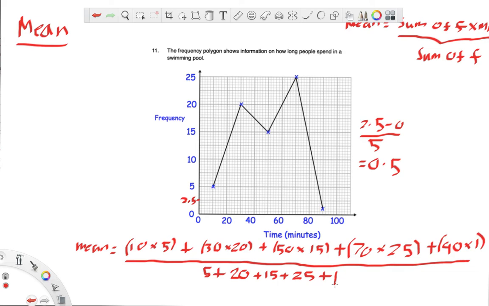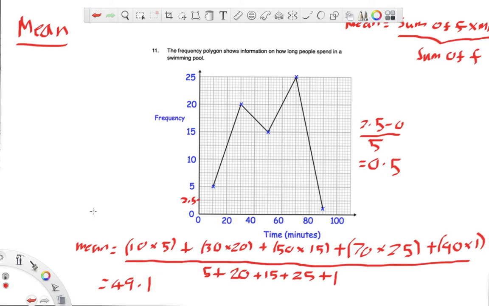So the top, in brackets 10 times 5, close bracket, plus 30 times 20, and so on. And then all of that divided by 5 plus 20 plus 15 plus 25 plus 1. 49.09090. So we'll round to one decimal place, so 49.1. So that's the estimate for the mean.